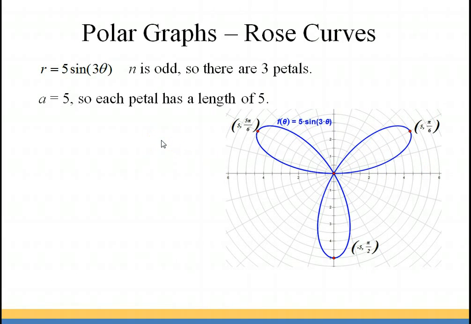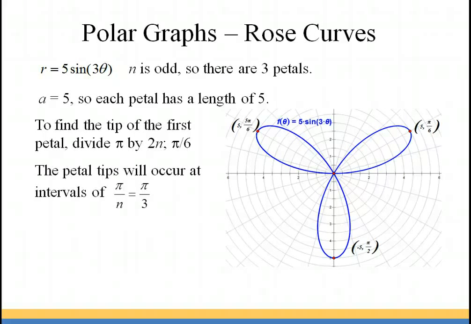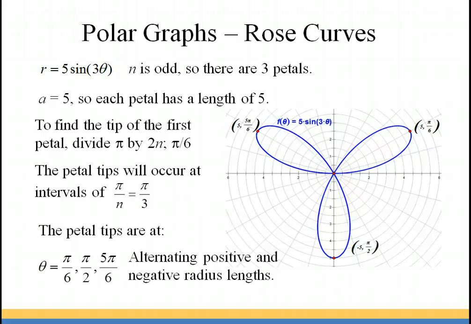Okay, let's look at another one. We have 5 sine 3 theta where n is odd, so there are 3 petals. A is 5, so each petal has a length of 5. And we can find the tip of the first petal by dividing pi by 2n. So that's going to give us pi over 6 as our starting point. Then your petal tips occur at intervals of pi over n, which in this case is pi over 3. So we're going to take pi over 6 and add pi over 3 to it until we get 3 petal tips. And remember that you're going to have alternating positives and negatives, so you can easily find out where your petal tips are.